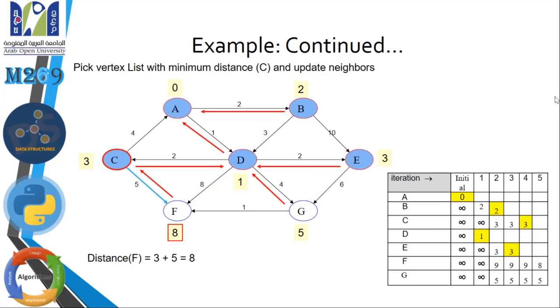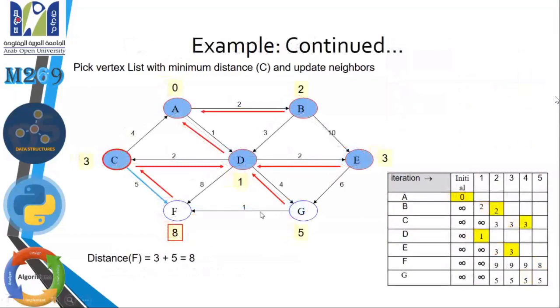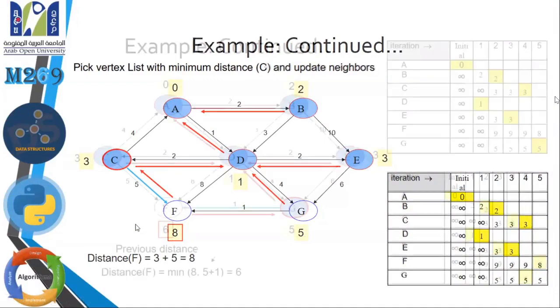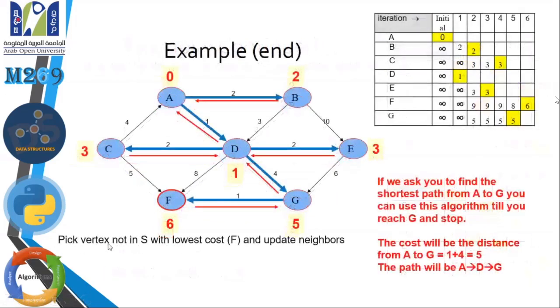What else? What is left? From G. It was 8 a moment ago. From G, if I go to F, 5 plus 1 is 6. 6 is less than 8, so it has to be updated. D is the last one. No more updates. Done. So that is the shortest path.